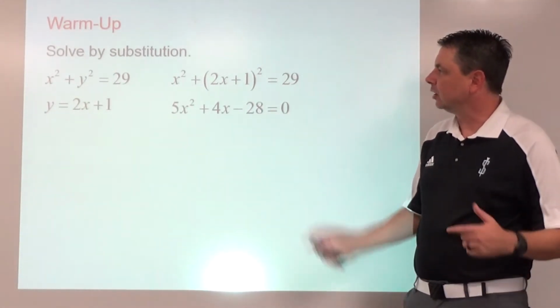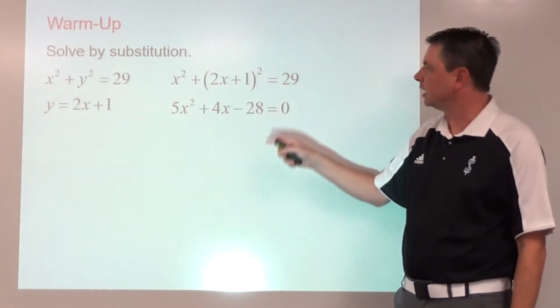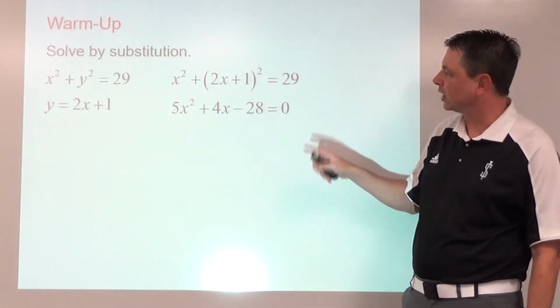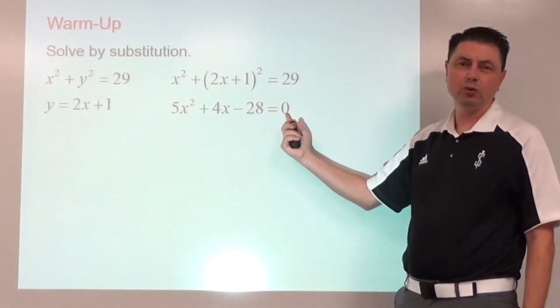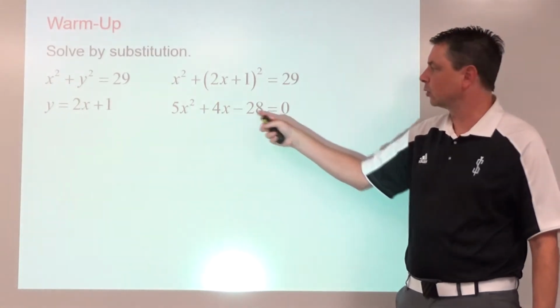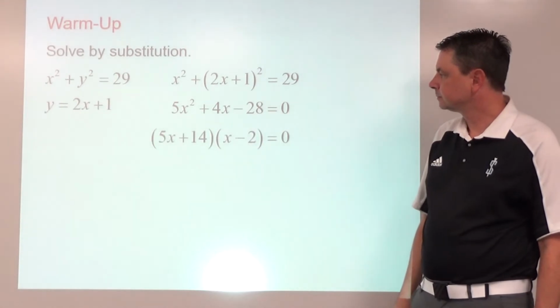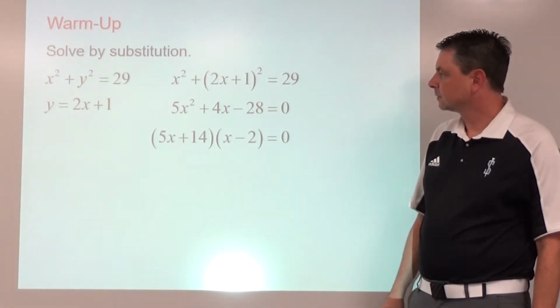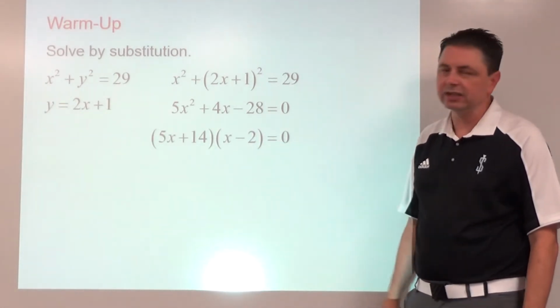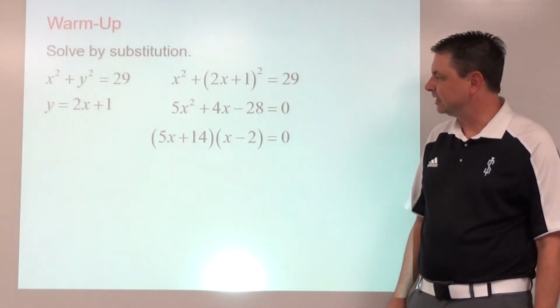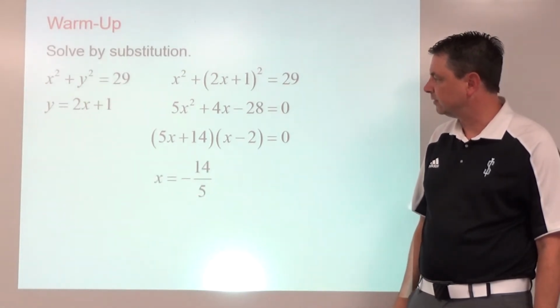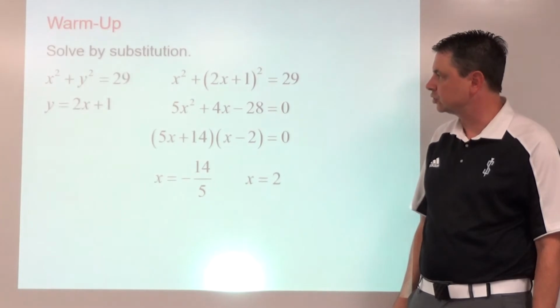And then when we combine all the like terms, we're going to get 5x squared plus 4x minus 28. We do want to get it equal to 0 so that we're now able to factor that. And using the zero product property, we get x equals negative 14 over 5, as well as x equals 2.